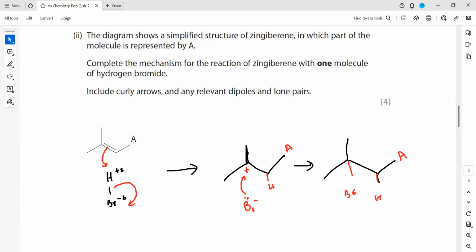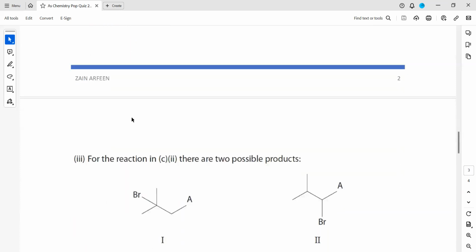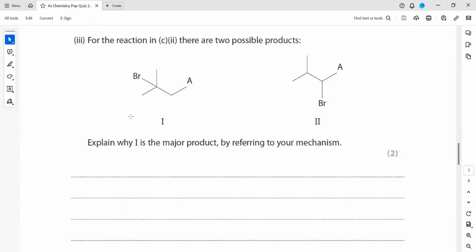Electrophilic addition reaction. So this always remains the same. This has always happened in electrophilic addition. The major and the minor products you should be able to complete. The same question may ask for the minor product as well.